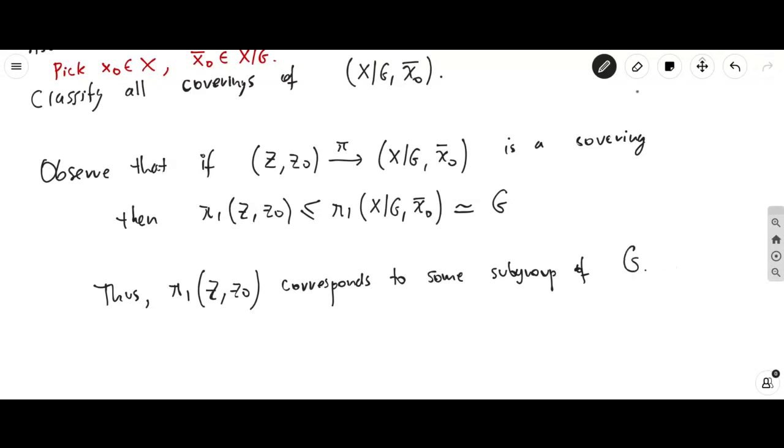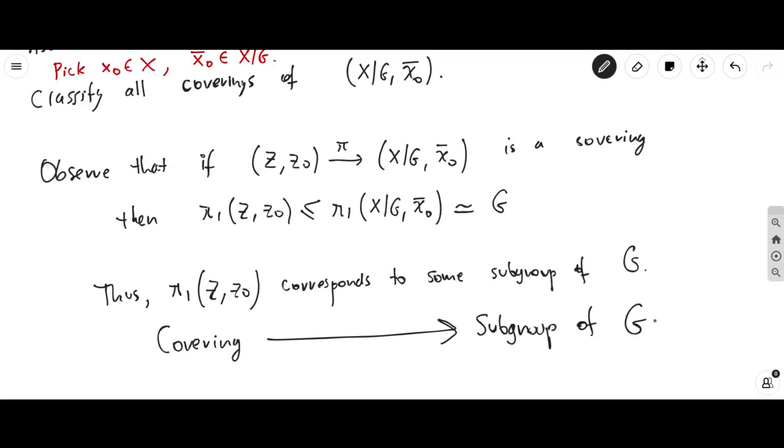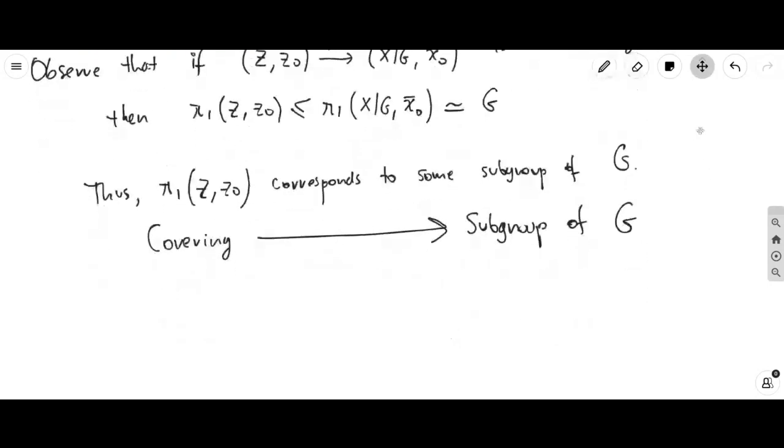of G. I do not want to say it is a subgroup of G because technically, if you want to be super precise, it's not a subgroup. It gets mapped to a subgroup, and then you have this isomorphism here, and whatever subgroup this corresponds to here is then mapped isomorphically to some subgroup over here. So in the end, this corresponds to some subgroup of G. Okay, so what we see is if you have a covering, that covering can be sent to a subgroup of G. So coverings correspond to subgroups of G.